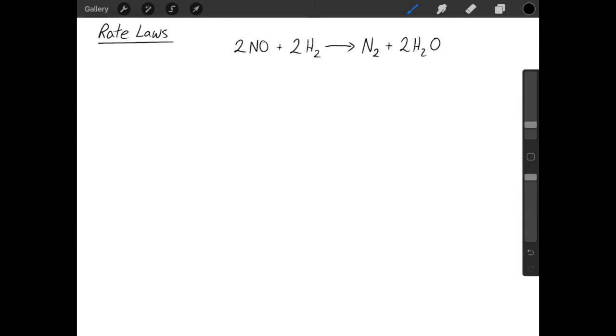But by how much? A rate law is an expression that allows you to determine how much of an effect changing the concentration has on the rate. So this is a generic example of a rate law. Rate is equal to a constant times some concentrations raised to exponents.